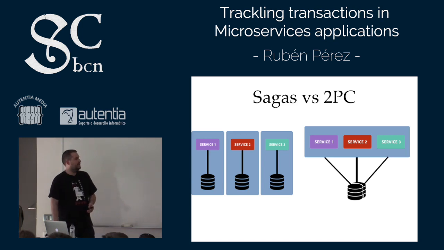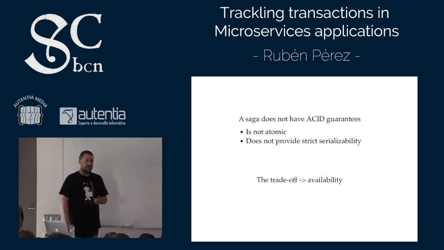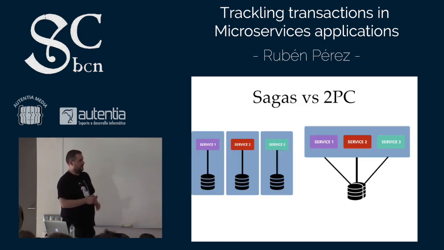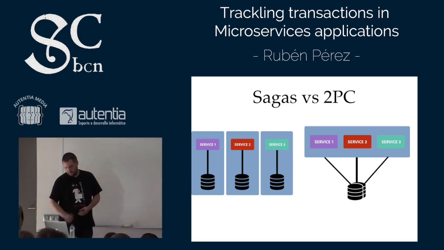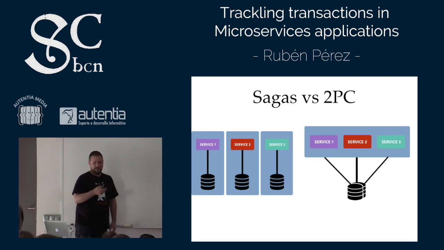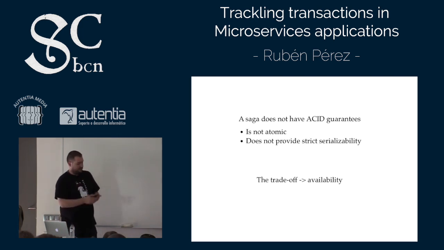But a saga does not have ACID guarantees. It's not atomic. Mainly because you can start a saga, execute the first step, and the result of that execution would be visible even if you have not completed the saga. In this case, you will not see the result until you commit all the transactions. And also, regarding isolation, it does not provide the strict serializability because it's not atomic. But the trade-off here is availability. We will end up with a huge increase of availability in respect to the two-phase commit.